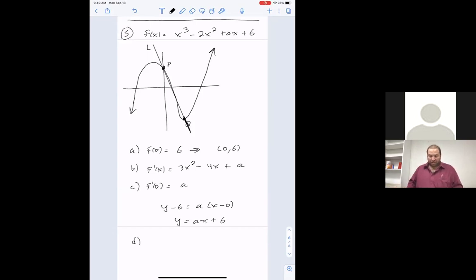D. The graph of f has a local minimum at the point Q. L passes through Q. Find the value of a. So this is the 8-mark part. This is the heavy duty one. What do we do here?